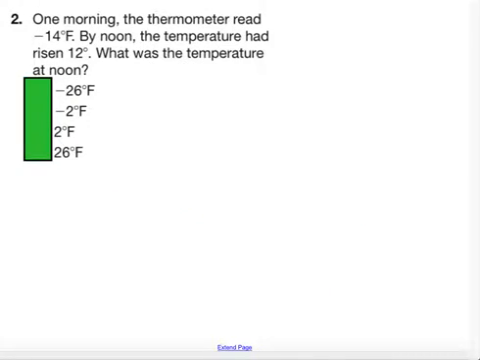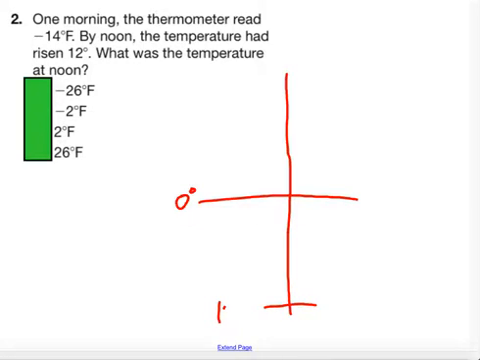Number 2. One morning, the thermometer read negative 14 degrees Fahrenheit. By noon, the temperature had risen 12 degrees. What was the temperature at noon? Your temperatures will start below 0 degrees Fahrenheit, at negative 14 degrees. You are then going to rise 12 degrees. So that is an addition, or an adding of 12 degrees.